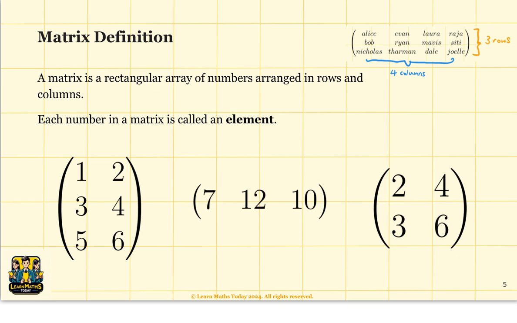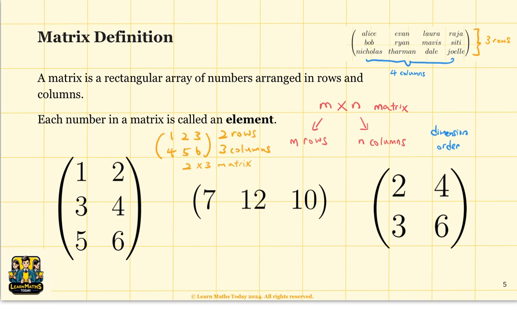We use matrices to organize and work with data, and a matrix with m rows and n columns is called an m by n matrix. This tells us the dimension of the matrix, in other words, the order of the matrix. m refers to how many rows it has, and n tells us how many columns it has. For example, a 2 by 3 matrix has 2 rows and 3 columns.